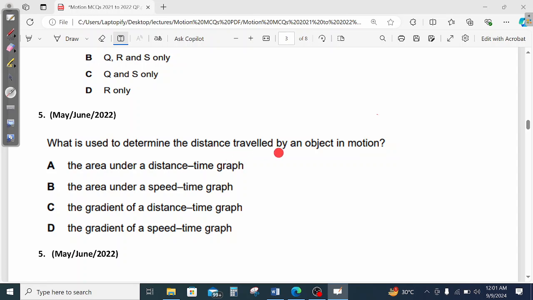So distance traveled by an object, okay, the area under the distance time graph. Remember, the area of a distance time graph does not give us any information, it is wrong. The area under the speed time graph, yes, it gives us the distance, as we have solved 3 or 4 MCQs above. The gradient of a distance time graph gives us speed, okay, it does not give us distance. The gradient of a speed time graph gives us acceleration, so this is incorrect. Your option will be B.